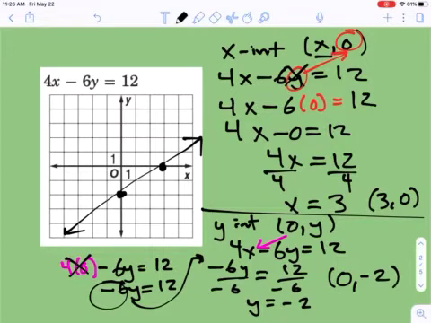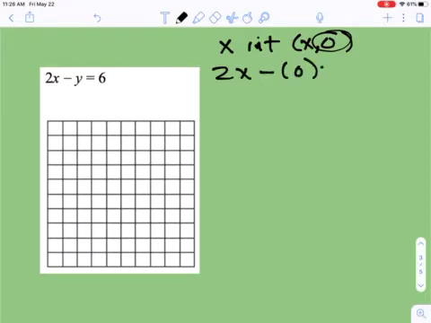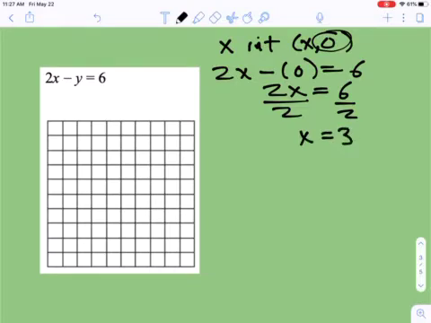All right, so let's do one more example. So 2x minus y equals 6, and I like this example because it presents us with something kind of weird here that I'll talk about in a second. For your x-intercept, we know that's going to be the point (x, 0), so we're going to make y 0. So 2x minus 0 equals 6. Well, that just becomes 2x equals 6, and then you divide both sides by 2. Then x is equal to 3, which means that's the point (3, 0).